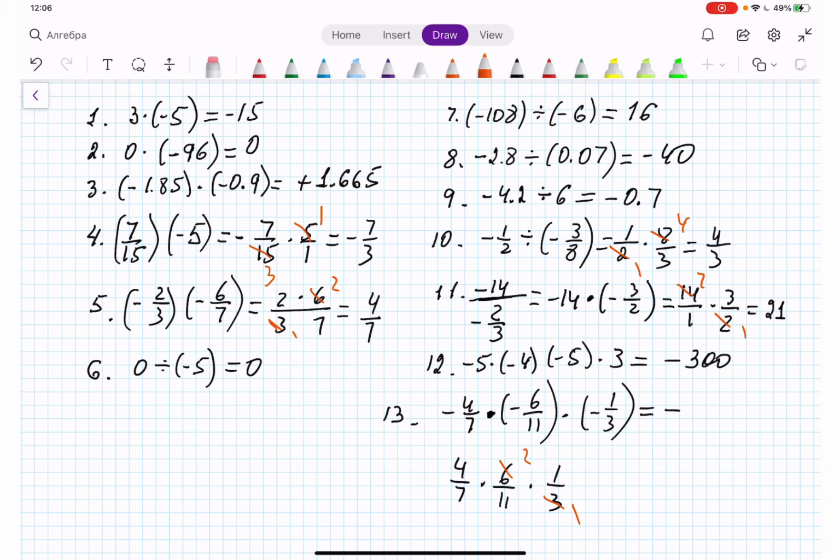7 with 4, I can't reduce. 7 with 2, I can't reduce. 11 with 4, I can't reduce. 11 with 2, I can't reduce. So the result is going to be 4 times 2 is 8, and 7 times 11 is 77.